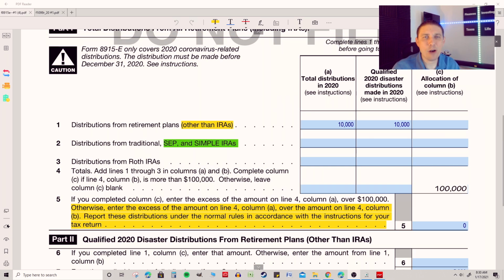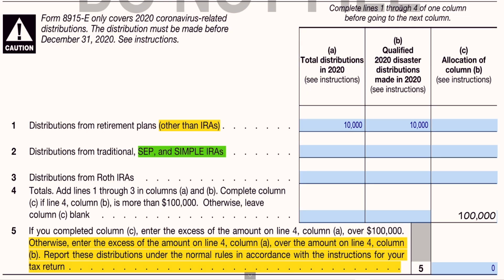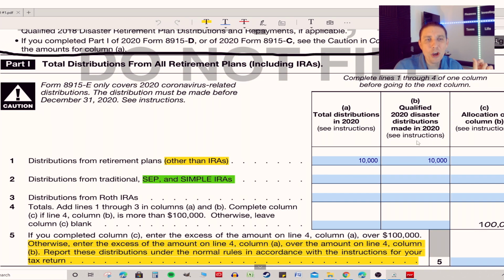It's in a retirement account other than an IRA. In part one of this form, you're going to include all of your retirement distributions, including those from IRAs. In line one, we're talking about distributions from retirement plans other than IRAs, and that's what we're going to look at first. And how do we get this information right here?